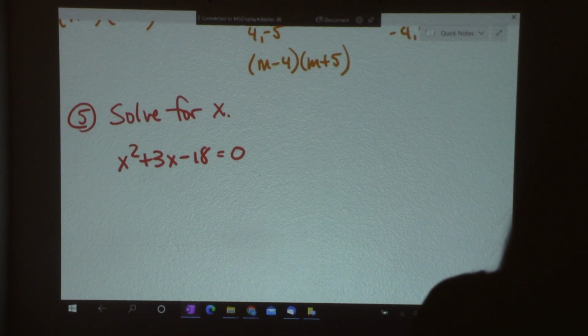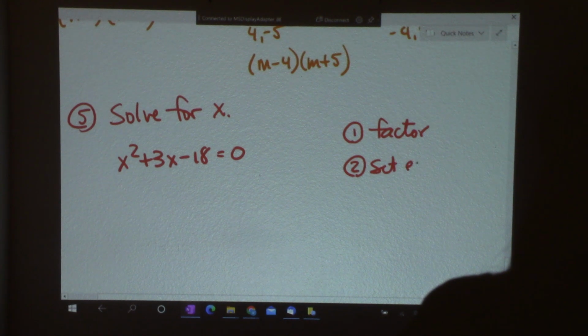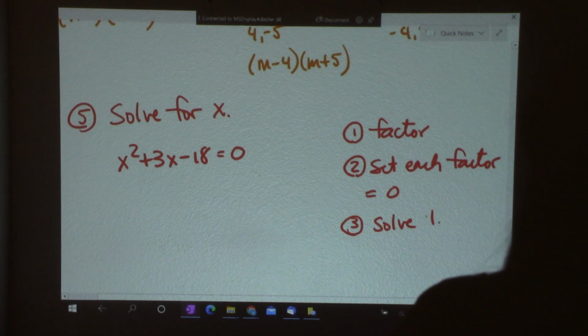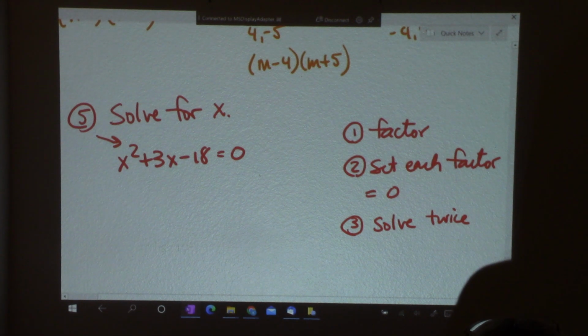Okay, thank you. All right, so what I'm going to do here is I'm going to factor, and then I'm going to set each factor equal to 0, and then I'm going to solve twice. When I have an x squared, that tells me that I actually have 2 answers. Okay, it's not just one answer. Even if they're the same answer, there are 2 answers. The highest exponent tells me how many answers there are when I'm trying to solve.